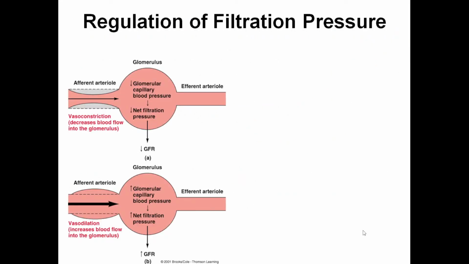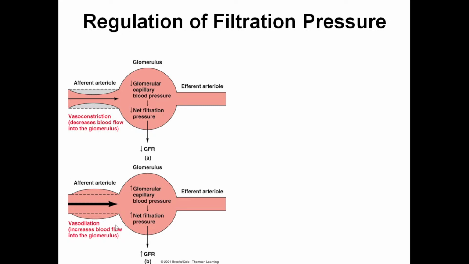So let's take a closer look at the regulation of filtration pressure and how by changing the lumen of the afferent or efferent arteriole, you can change the glomerular capillary blood pressure. So as you can see on the slide, if there is vasoconstriction of the afferent arteriole, which basically decreases the blood flow into the glomerulus, there will be a decrease in glomerular capillary blood pressure, and as a result net filtration pressure decreases, and there will be reduced GFR.